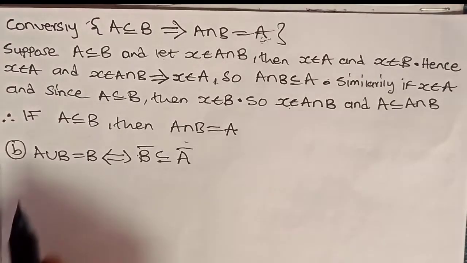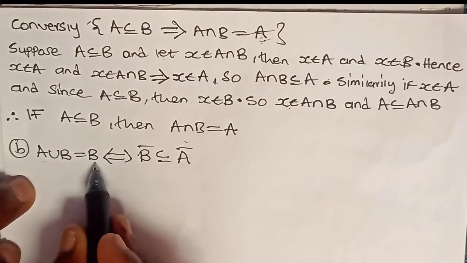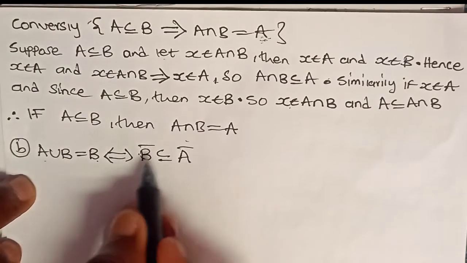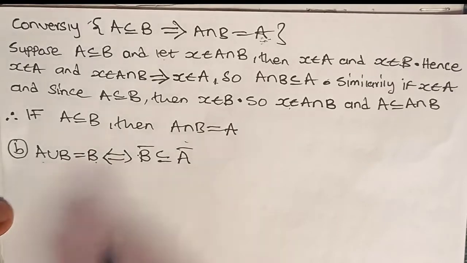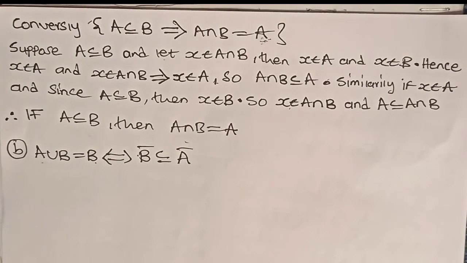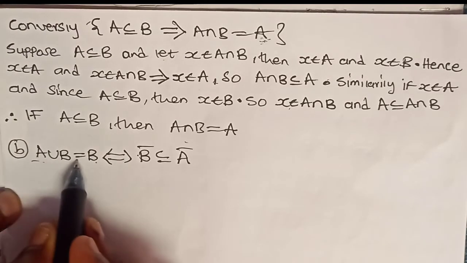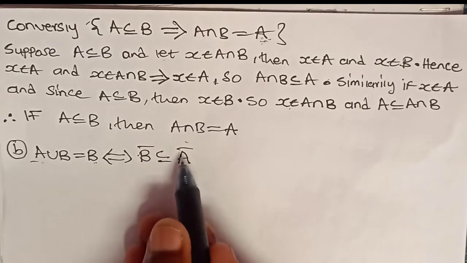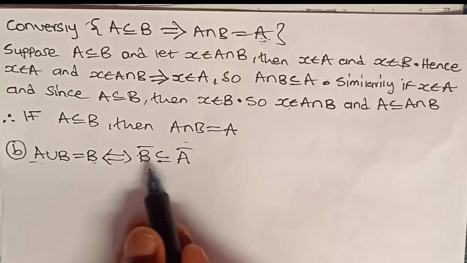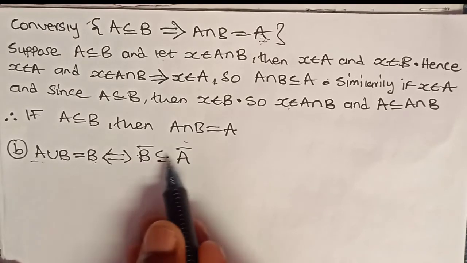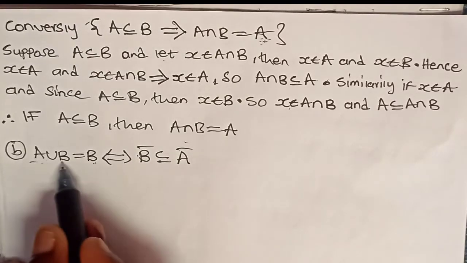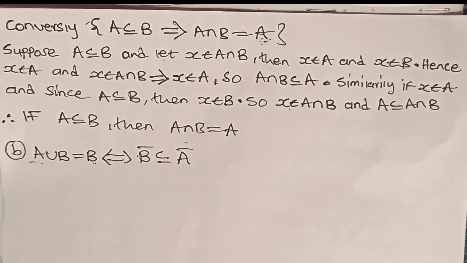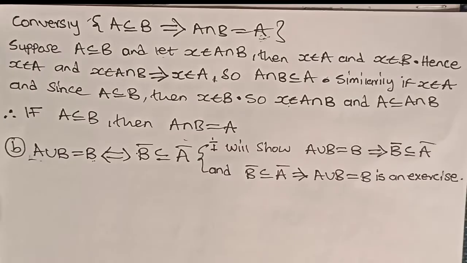Now we'll have to show that A union B is the same as B if and only if B complement is a subset of A complement. So since it's biconditional, we'll have to show that A union B is the same as B will imply B complement is a subset of A complement, and also B complement being a subset of A complement will imply A union B being the same as B. So I will only show one and leave the other as an exercise. Let's continue.